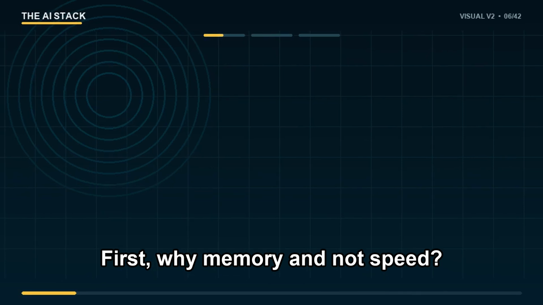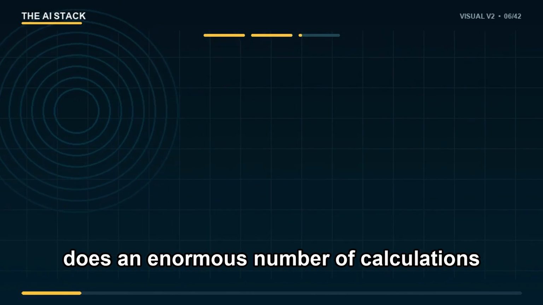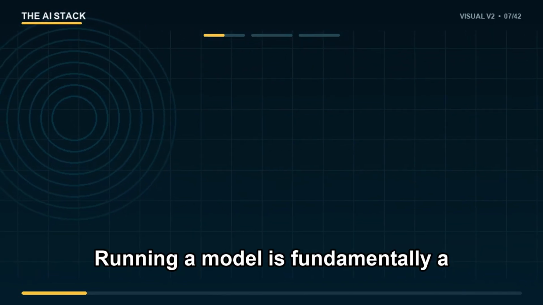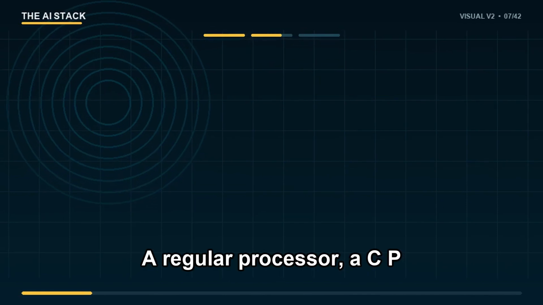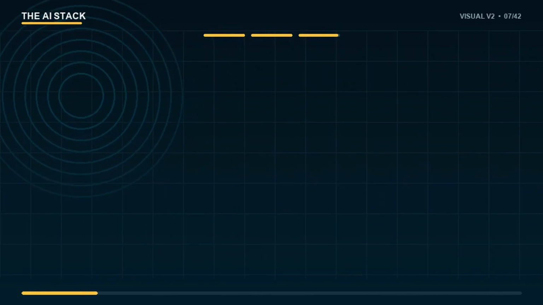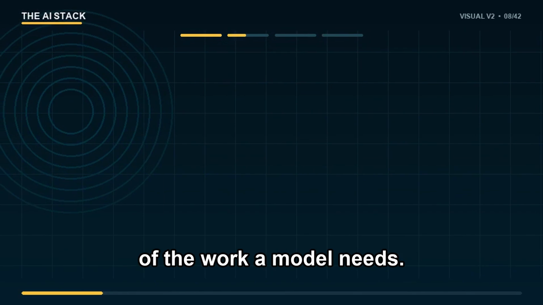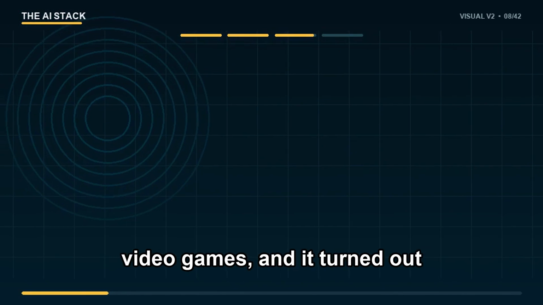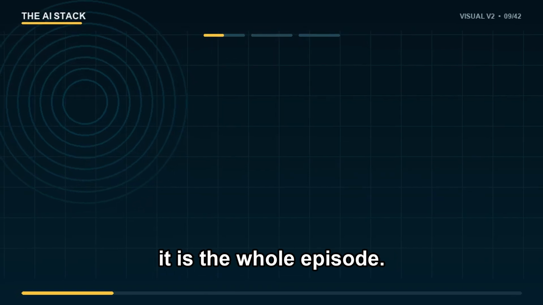First, why memory and not speed? Go back to episode 6, to attention, where we said the transformer does an enormous number of calculations all at once, in parallel. That is the key. Running a model is fundamentally a tidal wave of parallel math, multiplying huge grids of numbers. A regular processor, a CPU, does a few things at a time, very fast, one after another. A graphics chip, a GPU, does thousands of simple things simultaneously, which is exactly the shape of the work a model needs. Graphics chips were built to color millions of pixels at once for video games, and it turned out that same talent is perfect for running AI. But there is a catch, and it is the whole episode.